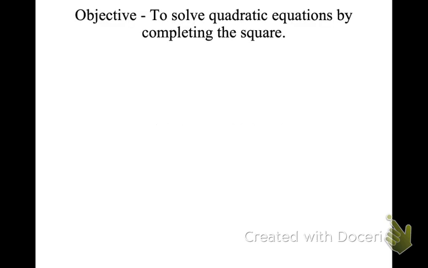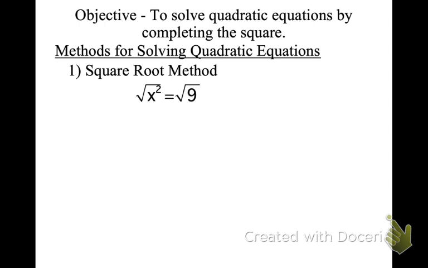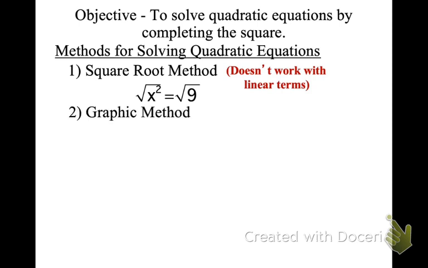All right, so when it says to solve it by completing the square, we don't have the option to use another method. Our methods for solving quadratic equations: we've got our square root method, which we did yesterday, where we root both sides. But it doesn't work if we have a linear term. So x squared plus x. Remember, this is our linear term. When you have x to the first power, it's not going to work. We can't take the square root of x. So it's limiting.